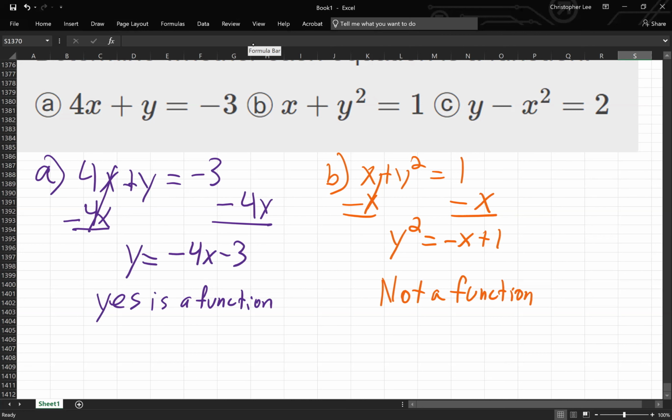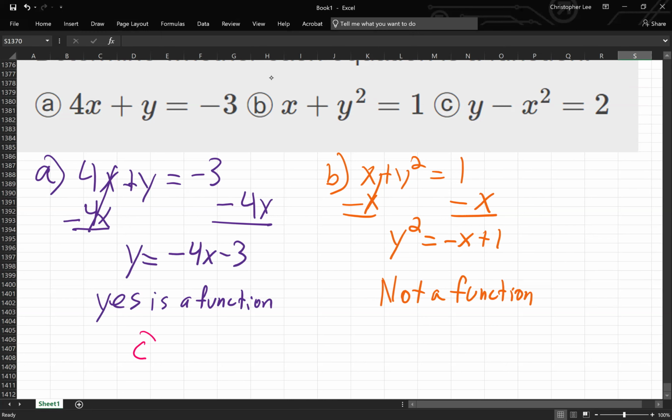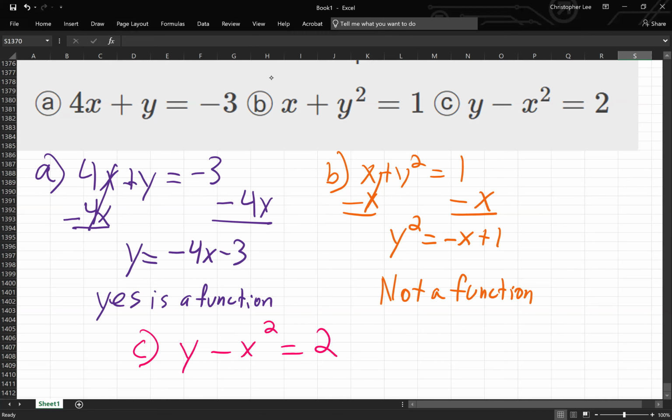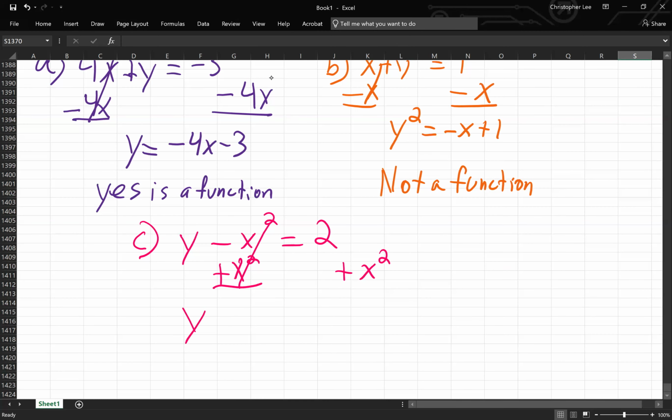All right, how about C? I have y minus x squared is equal to 2. Can you help me solve for y? Good. I'm going to add x squared here. What I do to one side, I have to do to the other. So now I have y is equal to x squared plus 2. Is this a function? Yes, it is a function. Very good.